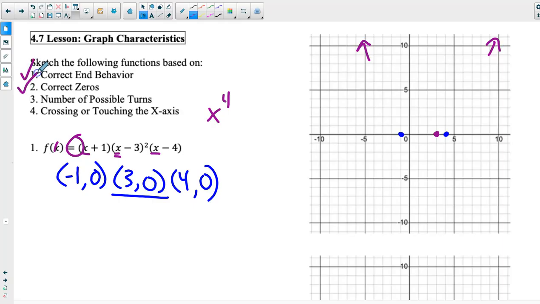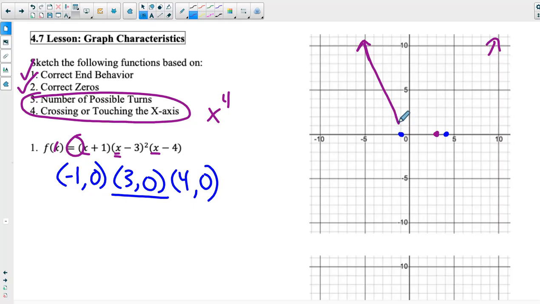I have the correct zeros. And now these two things really basically go together: the number of possible turns and the crossing or touching of the x-axis. If you do the crossing and touching of the x-axis correctly, you've done the problem correctly, okay? So the last thing that I do is I draw, and so am I crossing or bouncing here?